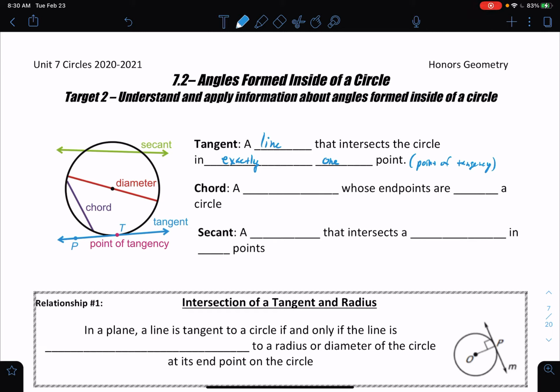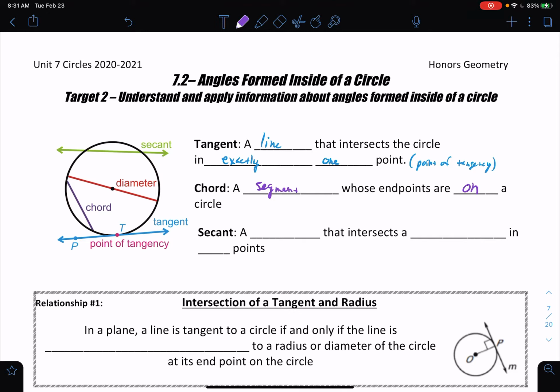All right, next up we've got a chord. A chord is a segment whose endpoints are on a circle. All right, so a diameter is a special type of chord, but not all chords are diameters because a chord doesn't necessarily have to go through the center. Okay, so you see the chord over there.